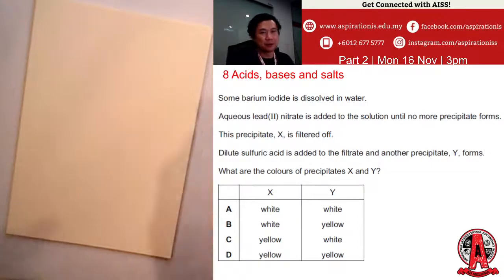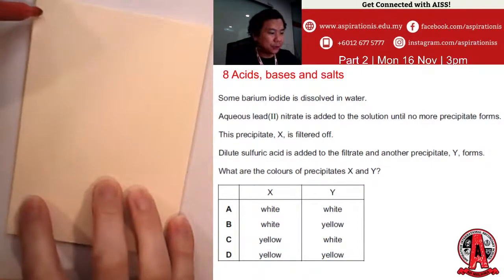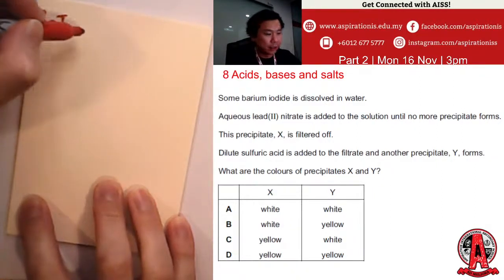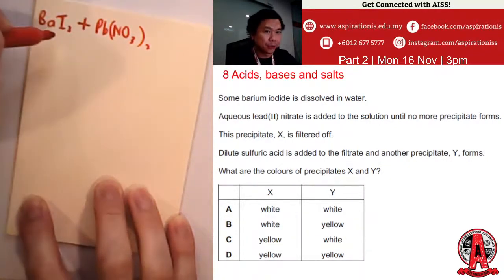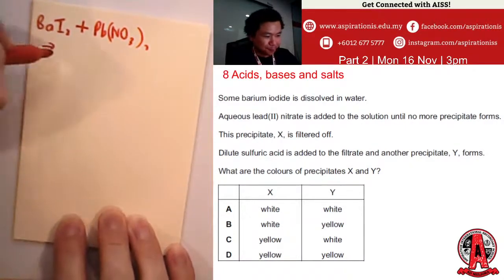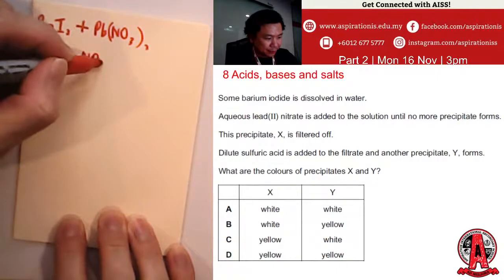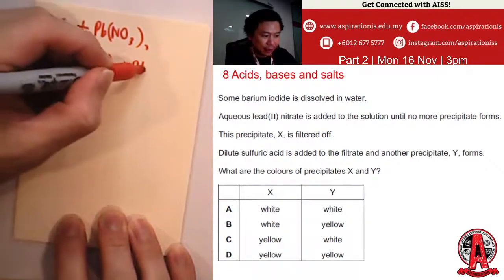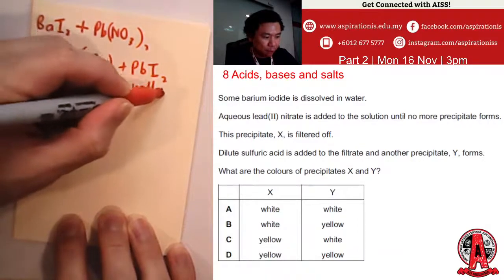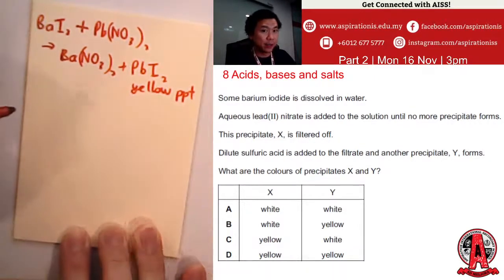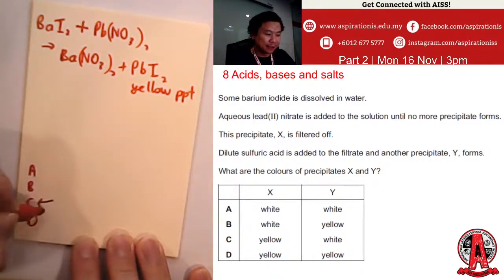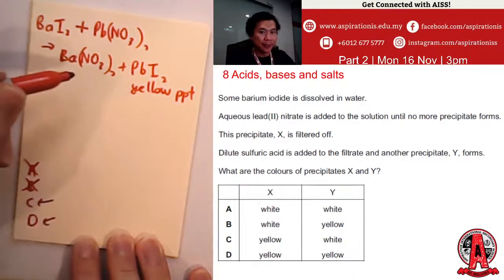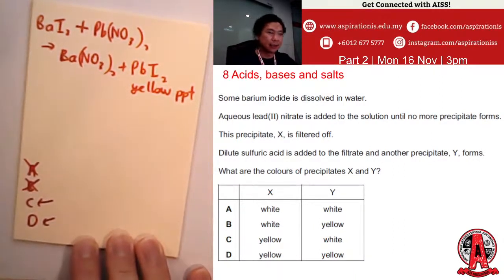Alright, let's have a look. Firstly, you have barium iodide reacting with lead nitrate. So what are you going to get? You're going to get barium nitrate and lead iodide. So this is the yellow precipitate. Well done. So A, B, C, and D. Well, the answer is either C or D, right? Because lead iodide is yellow.